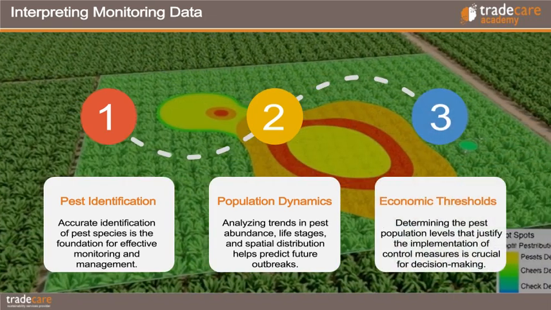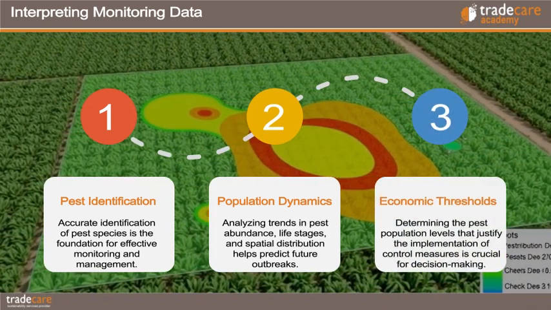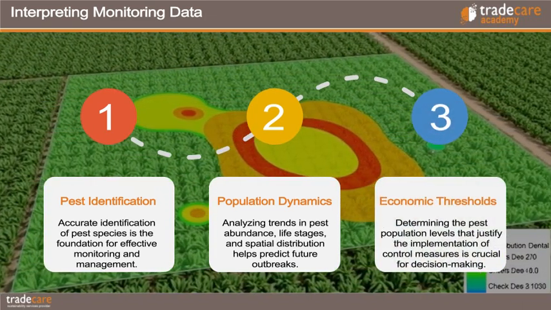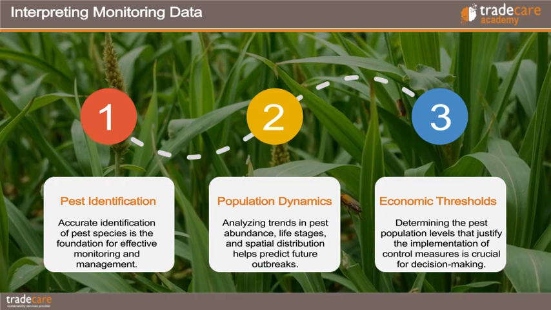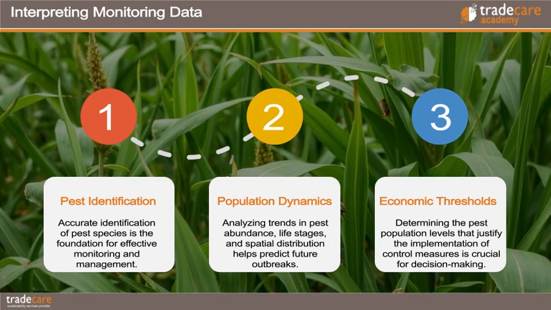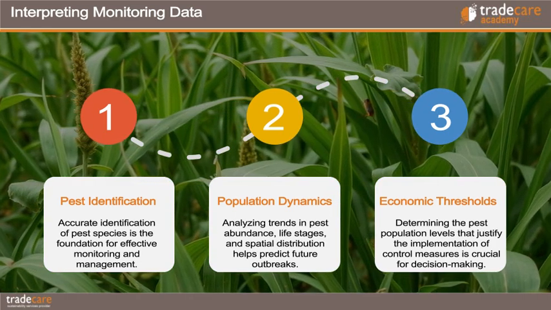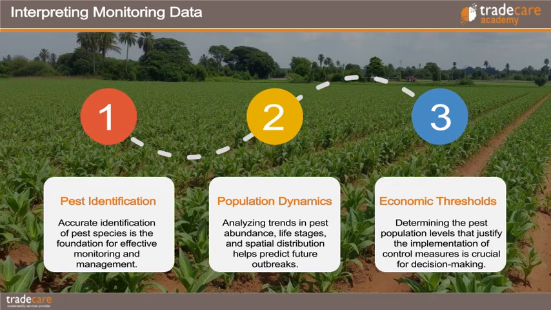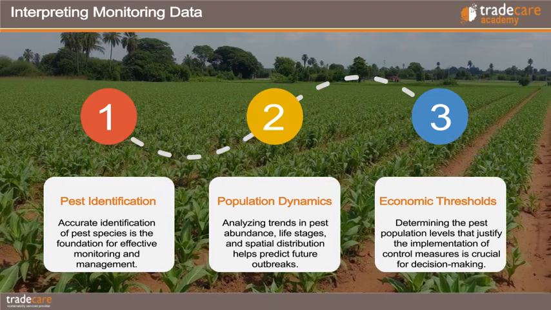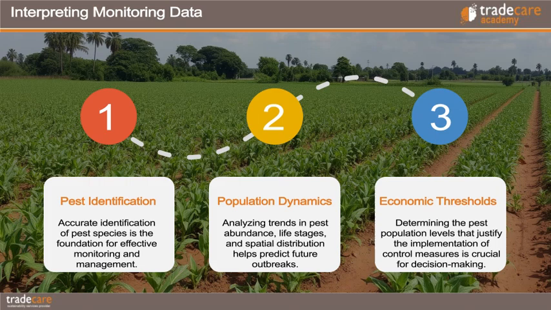Finally, economic thresholds. Determining the pest population levels that justify the implementation of control measures is crucial for decision-making. This assessment ensures that interventions are applied only when necessary, optimizing resource use and minimizing costs.